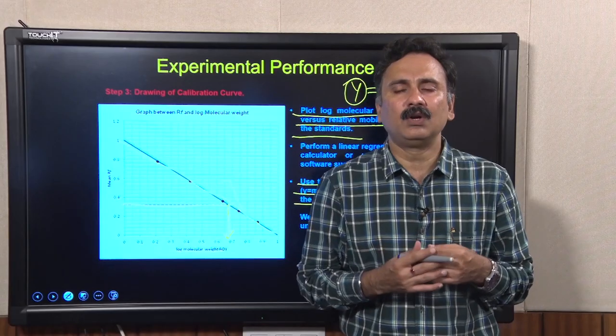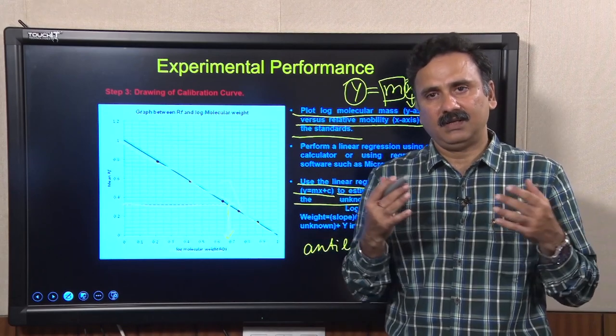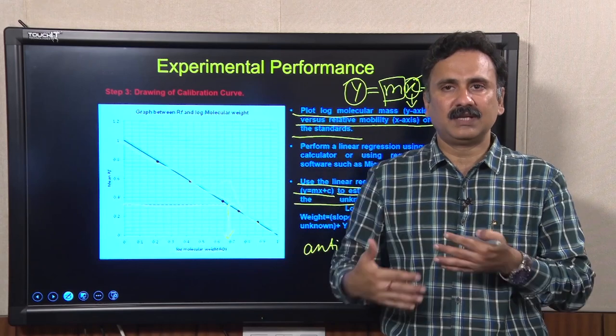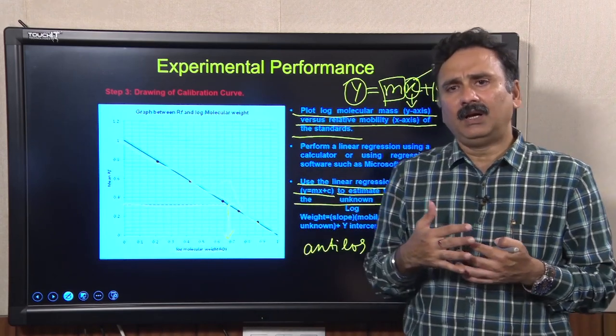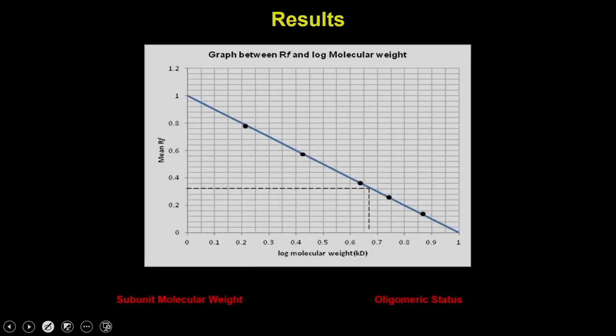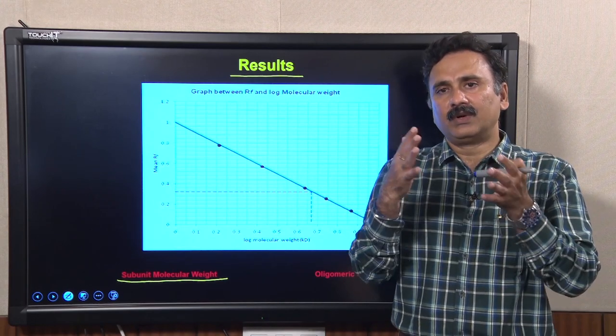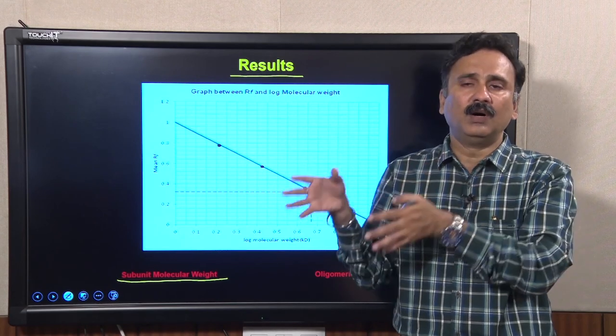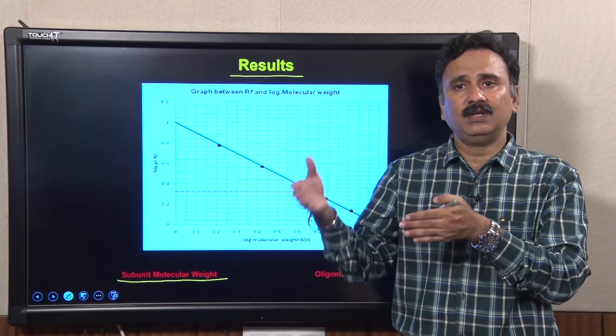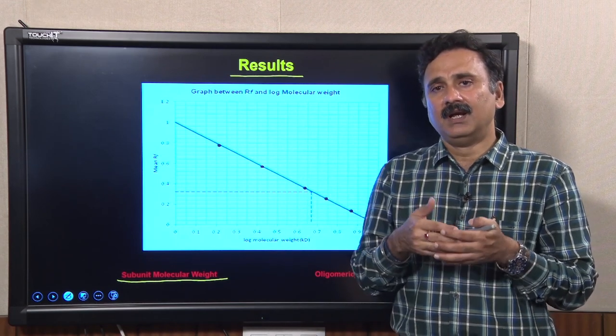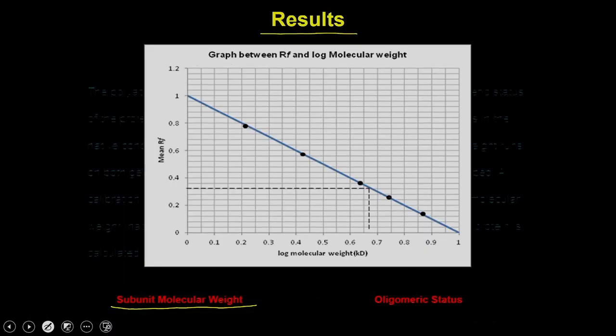So this is a simple method of determining the molecular weight of the protein utilizing SDS PAGE. What you can also combine with this analysis is that if you determine the subunit molecular weight, but you are interested in exploring the oligomeric status of this particular protein, then you can run the similar kind of proteins onto a native PAGE, and then you can determine the oligomeric status, which we are going to discuss in the next slide.